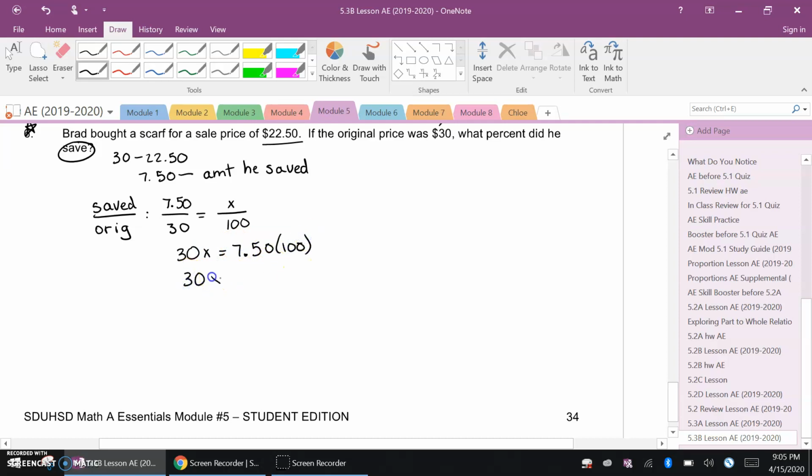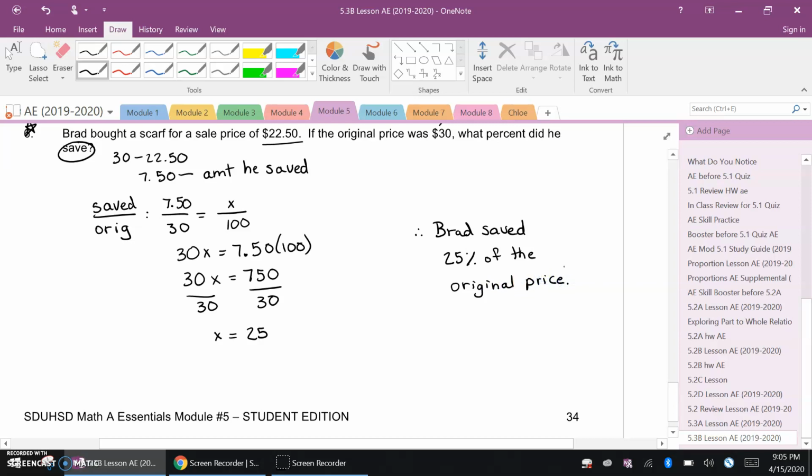So when we multiply 7.50 times 100, that's like moving it over twice, so you've got 750. And when you divide by 30, you're going to get a 25% discount. So this means that Brad saved 25% of the original price. So I wanted to make sure we did those back to back.